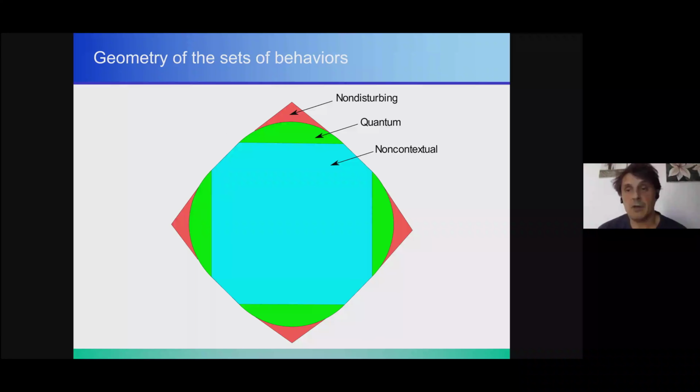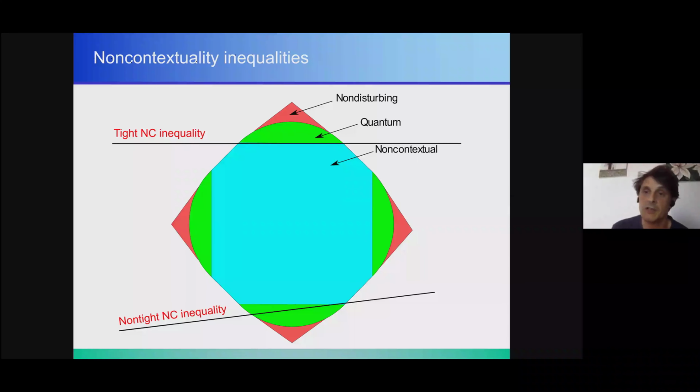But here we have basically the same geometry of behaviors. First, we have a set of non-contextual behaviors, which is a polytope. Then we have a quantum set, which goes beyond and is not a polytope. And both of them are inside a non-disturbing polytope. And again, here we can also define inequalities that we call non-contextuality inequalities. We have tight non-contextuality inequalities, which are exactly those corresponding to the facets of the non-contextual polytope, and other inequalities that are not.